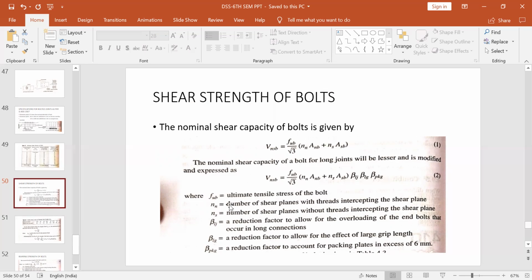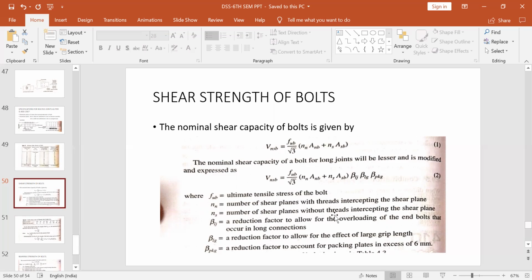What is the ultimate stress you will get? NN is the number of shear planes with threads intercepting the shear plane. So when you are connecting the bolt with the plate, what is the number of shear planes with threads? Whenever there is shear, there will be a number of planes which are interacting upon one another. So what is that number of planes in the threaded zone? That is given by NN.